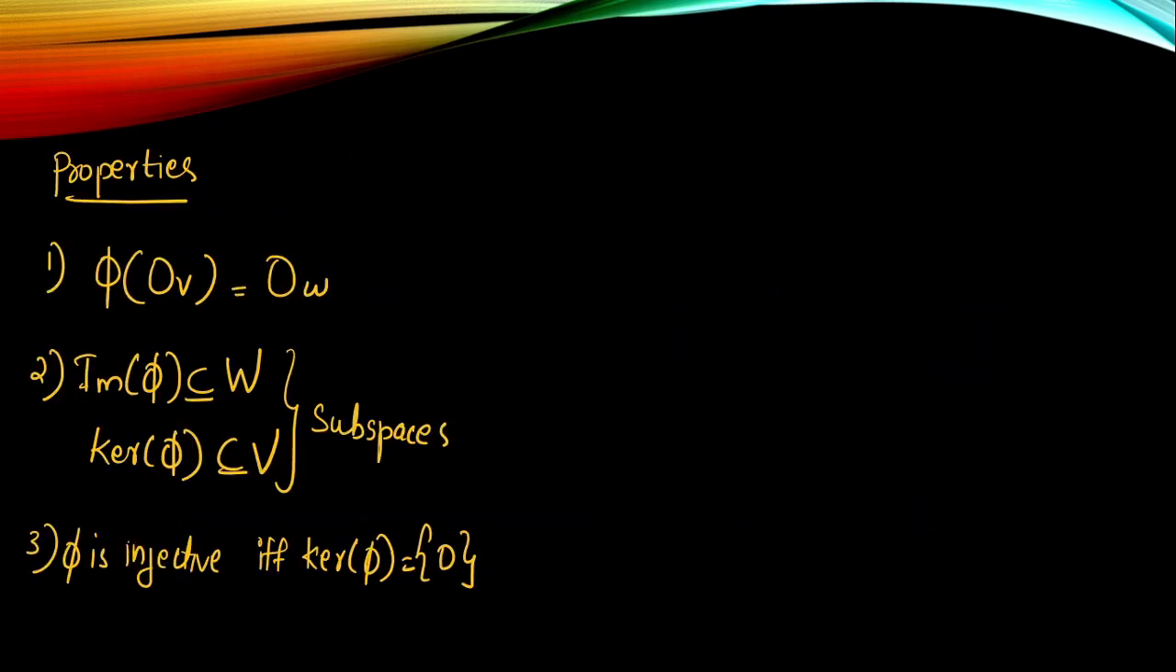Then these are the properties of these vectors. That is, phi of 0V will be equal to 0W. That means when we map the neutral element from vector space V, we get the neutral element in vector space W. Then the image of phi is a subset of W, which we have seen in the previous picture. The kernel of phi is a subset of V, and at the same time it remains a subspace. So the image is a subspace of W and the kernel is a subspace of V. And phi is injective if and only if the kernel of phi is equal to 0 only, the zero vector.